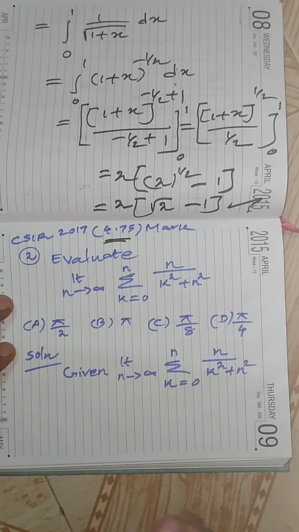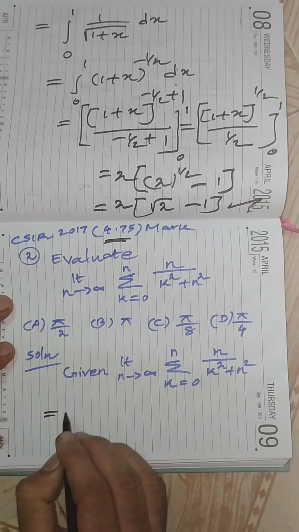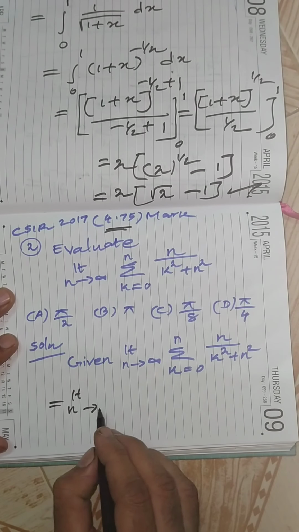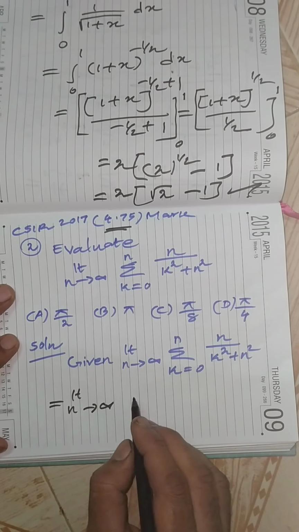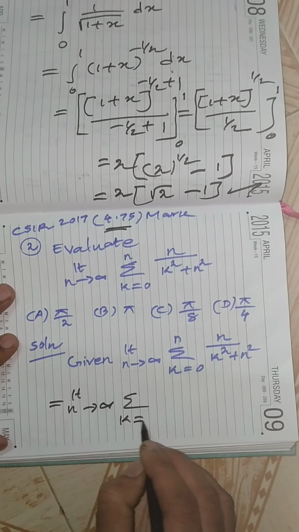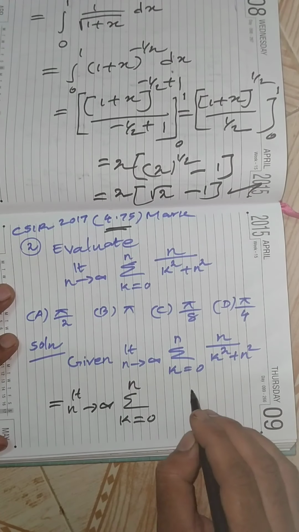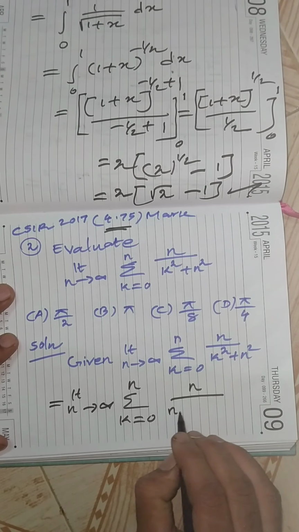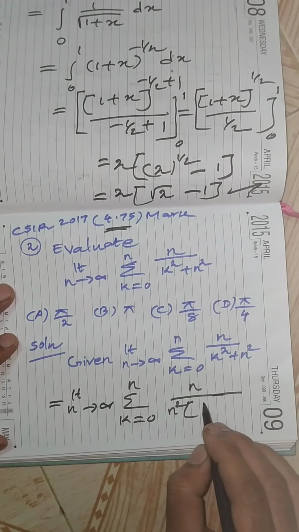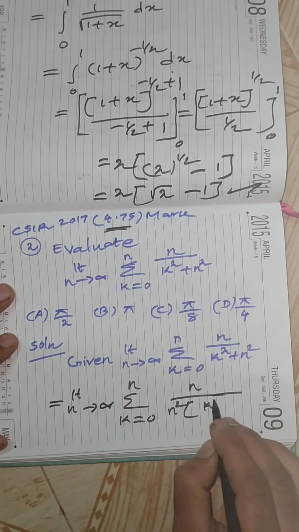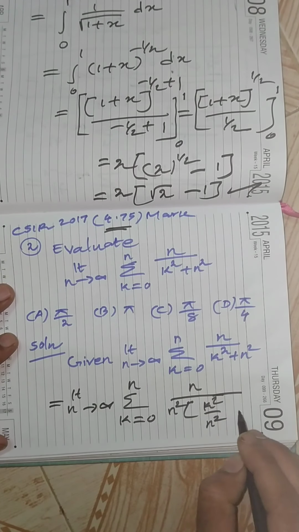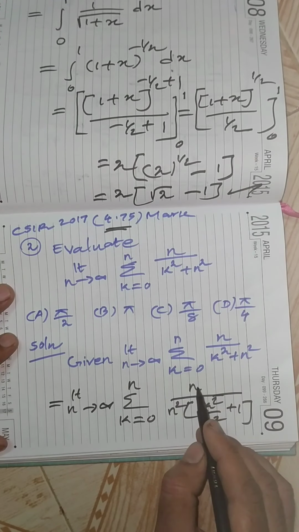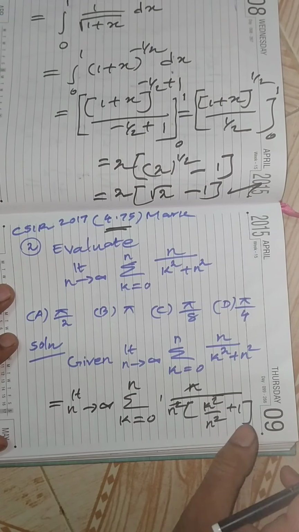So we bring that form, and the form we are going to bring now. So limit n tends to infinity, summation k equals 0 to n, divided by, take n square common. So here k square by n square plus 1. We know this step. Moreover, n gets cancelled.